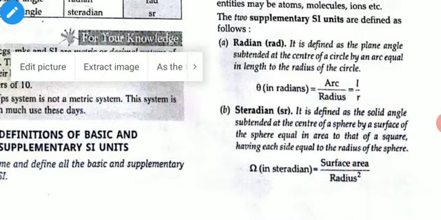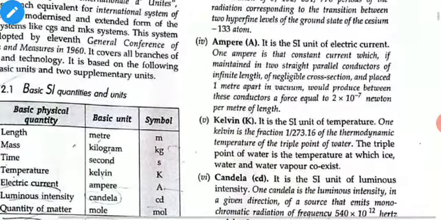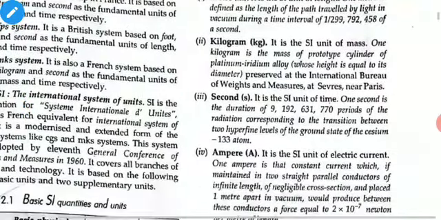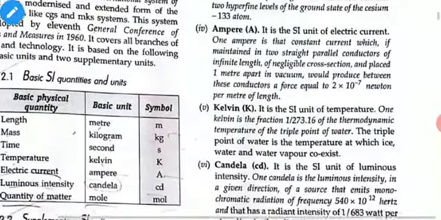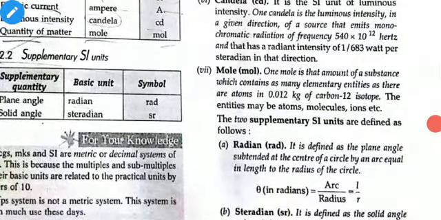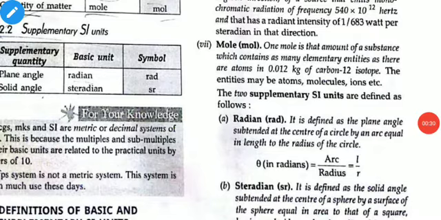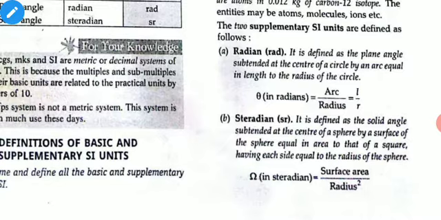In the last video, we discussed the definitions of SI units, in which we discussed the definition of meter, kilogram, second, ampere, Kelvin, candela, and mole. Now we are left with only two definitions. One is radian and one is steradian. Now students, radian is the SI unit of plane angle.